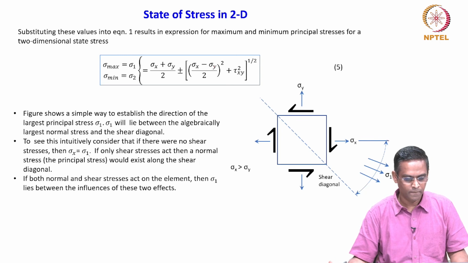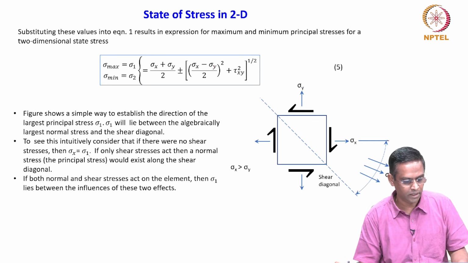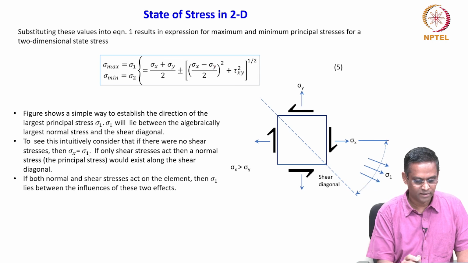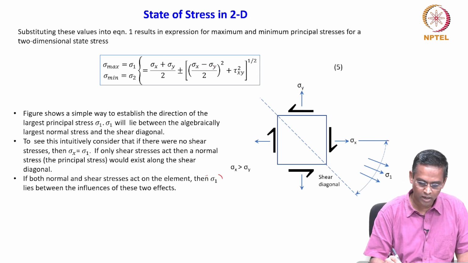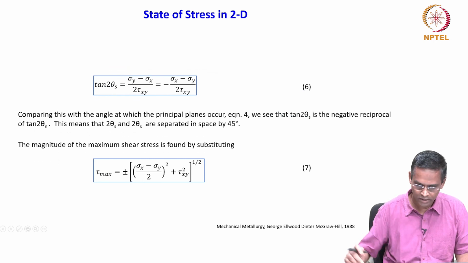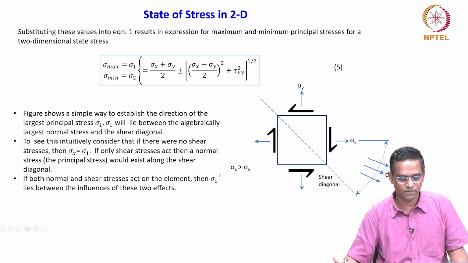Here again sigma x is greater than sigma y, like sigma 1 is greater than sigma 2, then sigma 3, something like that. So, this image clearly shows how to visualize sigma 1, or how to visualize the stress when a body is subjected to both normal stress and shear stress.